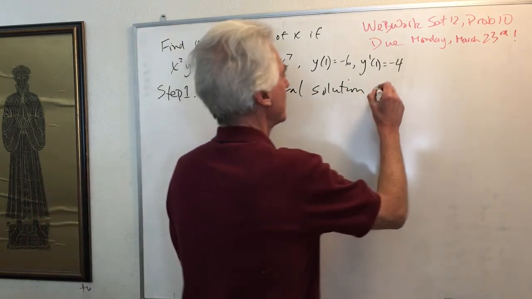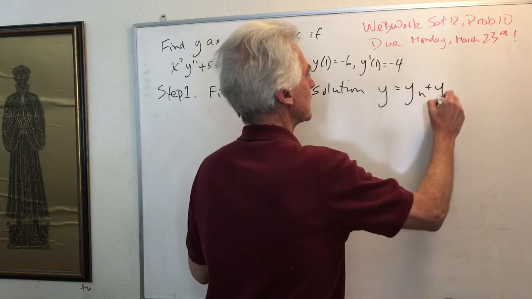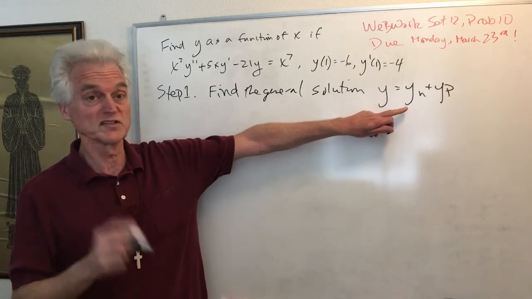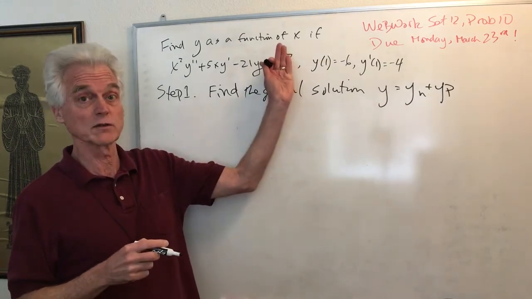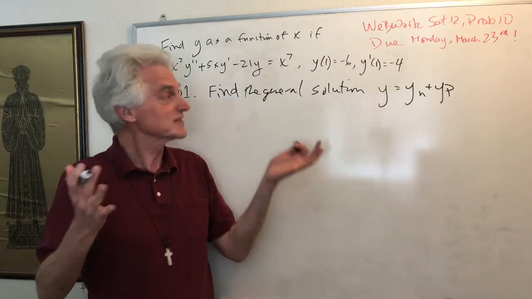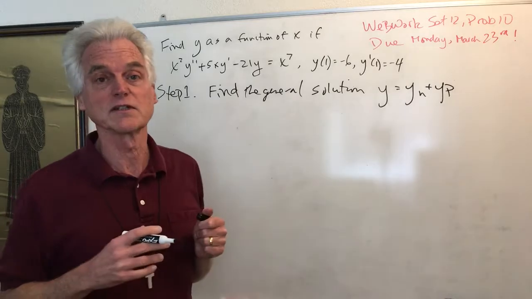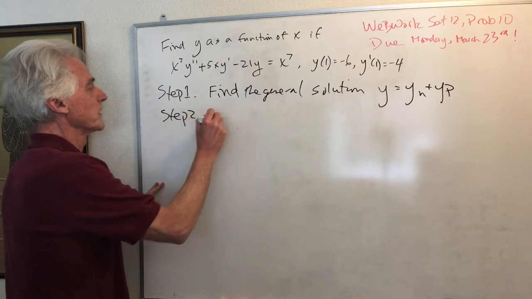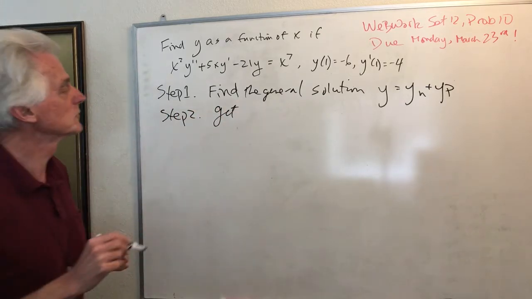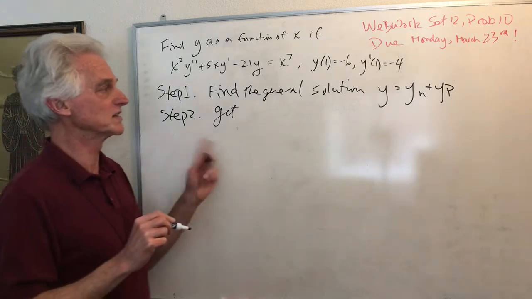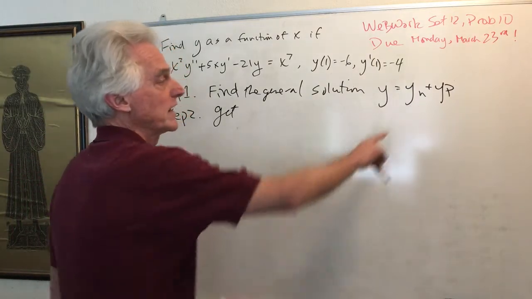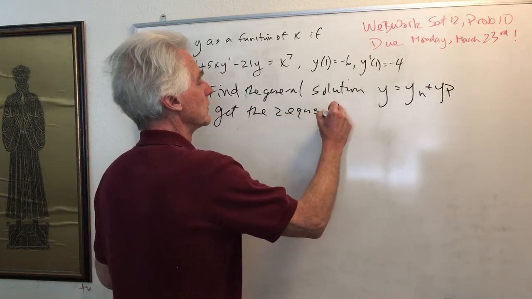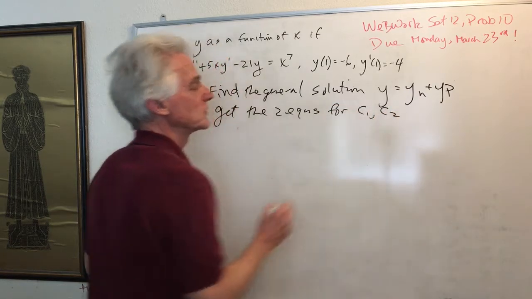Okay, and that's going to be y is yh plus yp. I'll talk a little bit, write it down later, but yh is a solution to the associated homogeneous equation, with the right-hand side zero, and yp is one measly solution to the original differential equation, including the x to the 7th. Step 2 is going to be get the two equations in the two unknowns, c1 and c2, that are part of yh. Right, yh has two arbitrary constants in it. So get the two equations for c1 and c2.